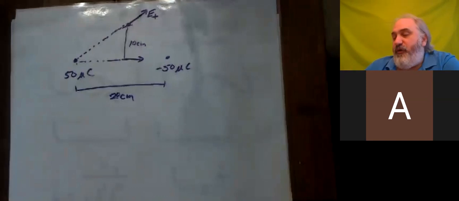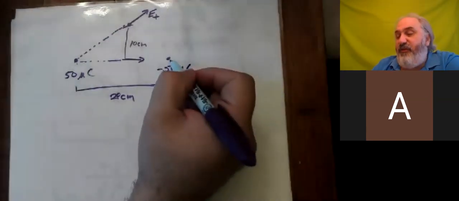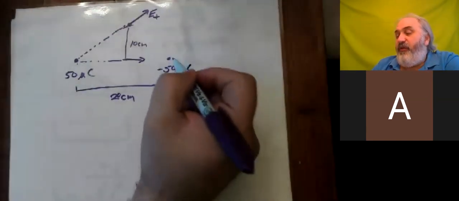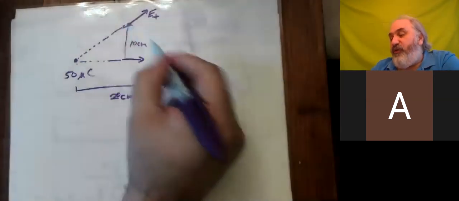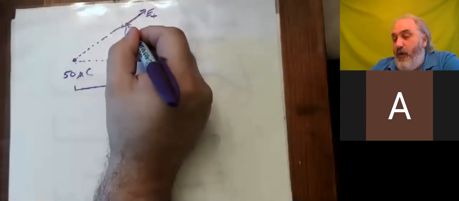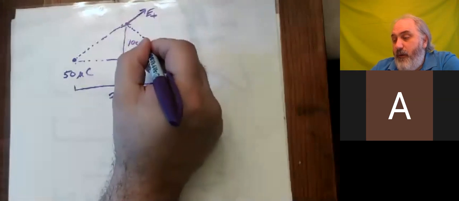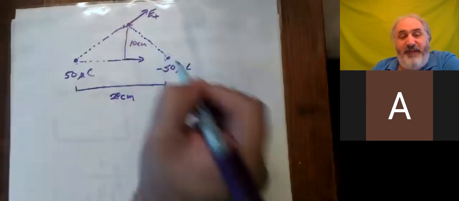And I'll do that same trick for this guy. His electric field, since he's a negative charge, is going to point towards it. So it's going to point along that line.